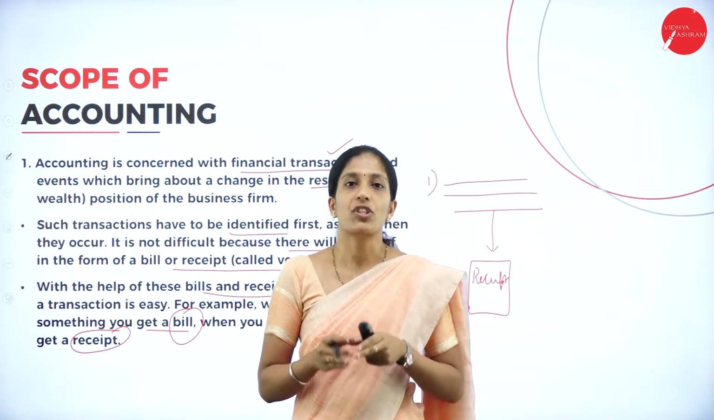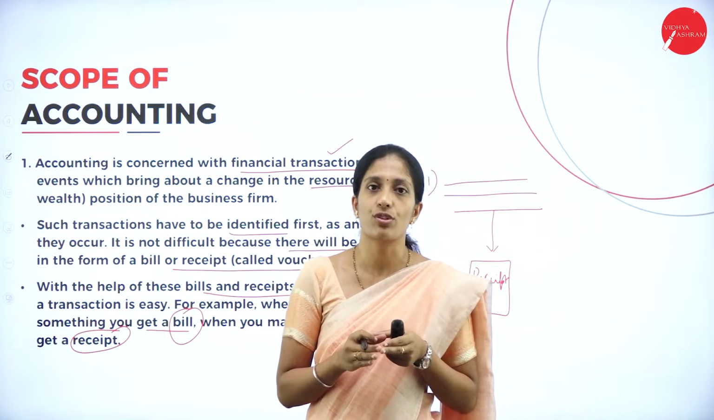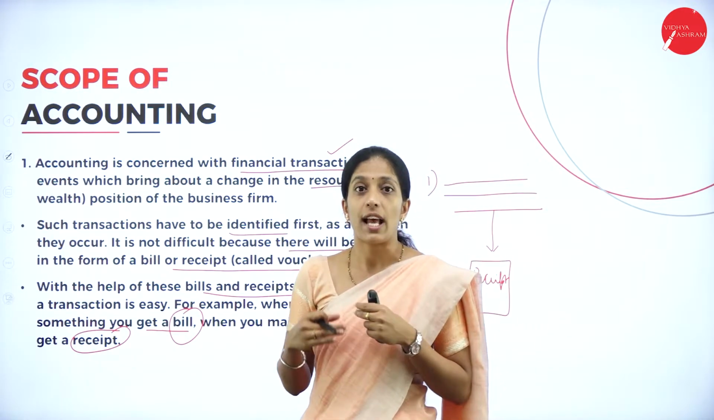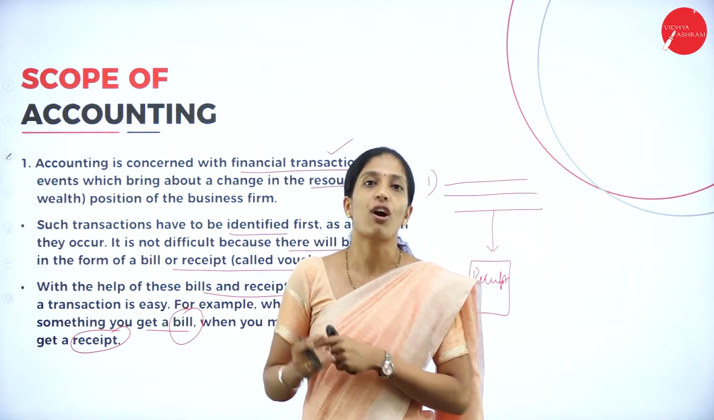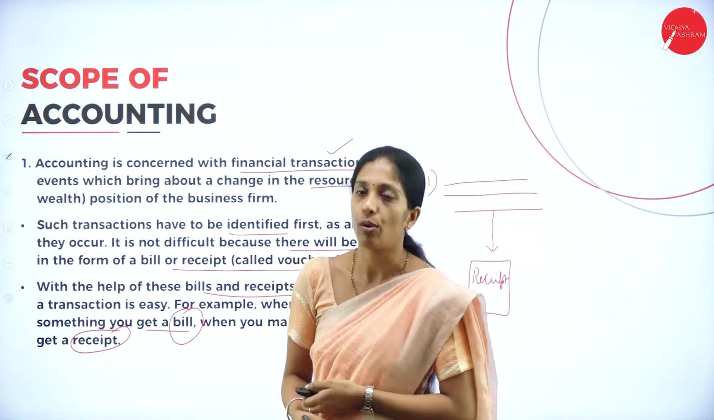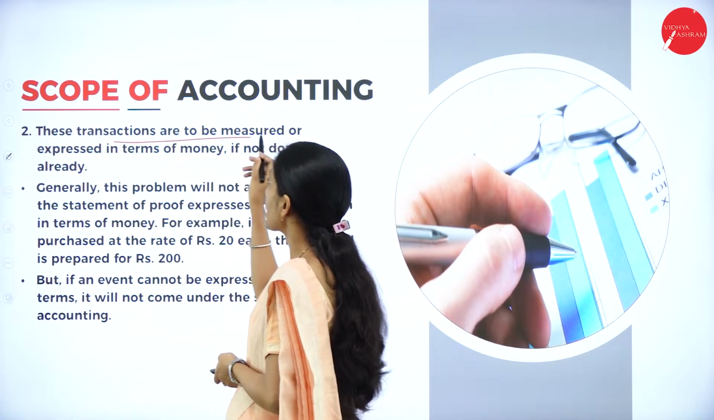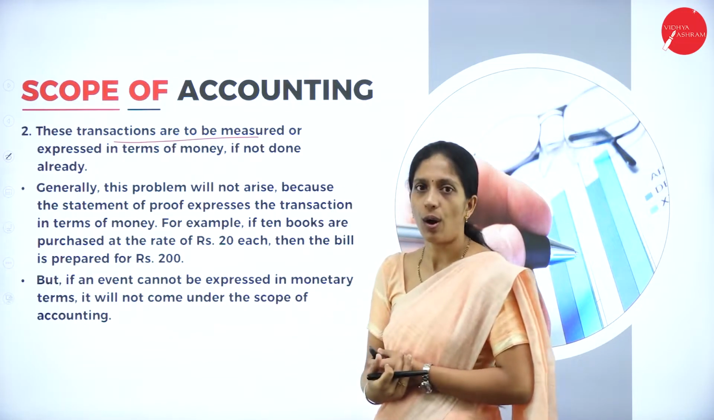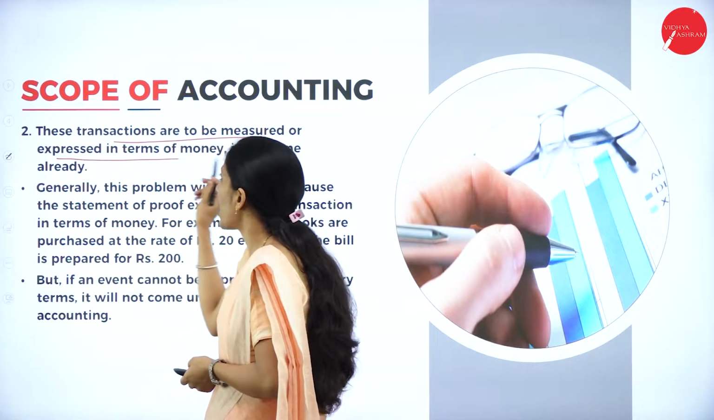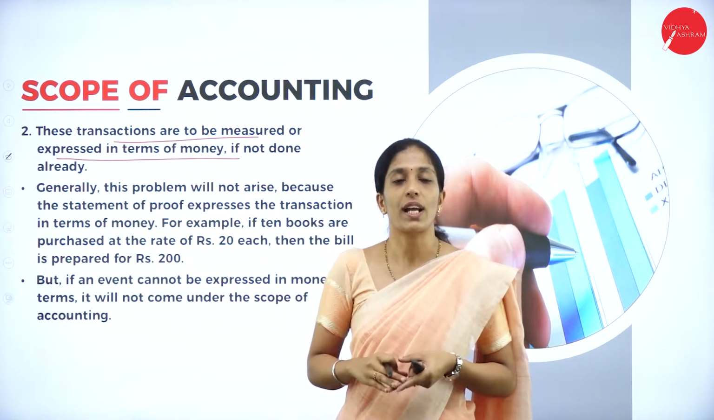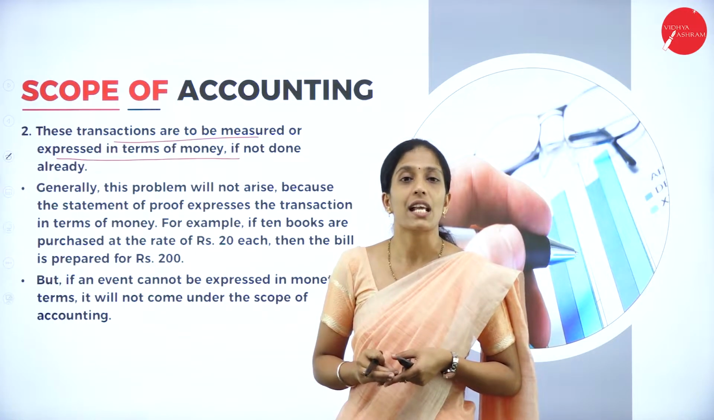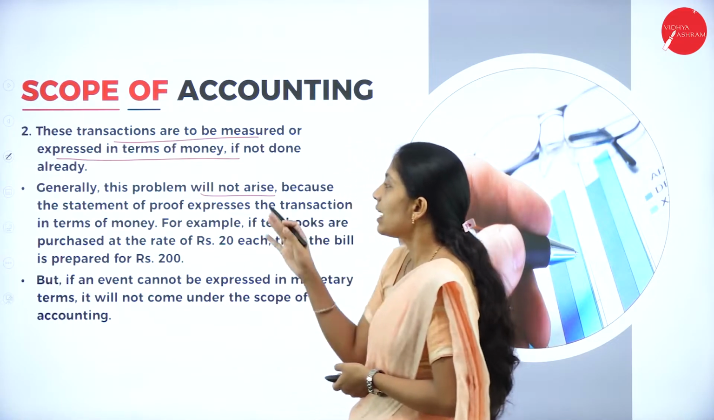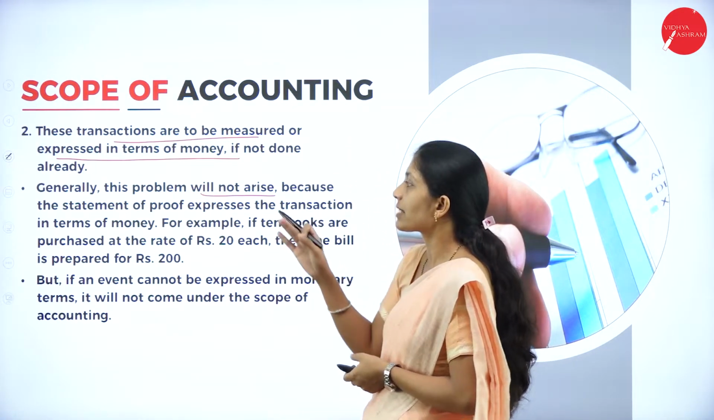Under scope of the transaction, we will record those transactions in the books of account which are of financial nature, and we cannot record the transaction as per our wish. It should have a proper documentary evidence which is called as what? Vouchers. And the second one is, these transactions are to be measured or expressed in terms of money if not done already. So whatever the transactions we are going to record in the books of account, it should be expressed in terms of money.